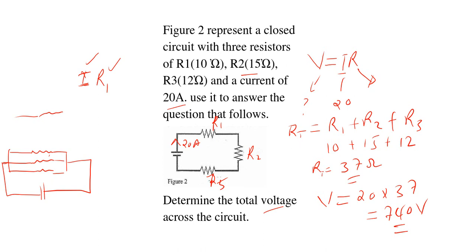So you have to know the characteristics of a series resistor circuit. Current is the same, voltage is not the same in all resistors. Also, to get the total resistance, you have to add the individual resistances. Those are very important formulas that you have to note.